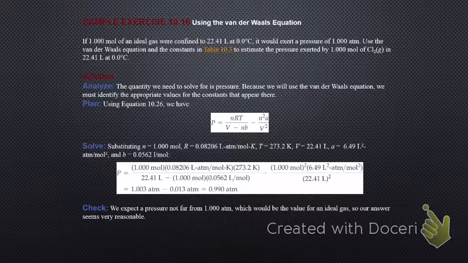So hopefully this has helped explain how to figure out or use a gas law whenever the gas is not under ideal conditions. I'll see you in class.